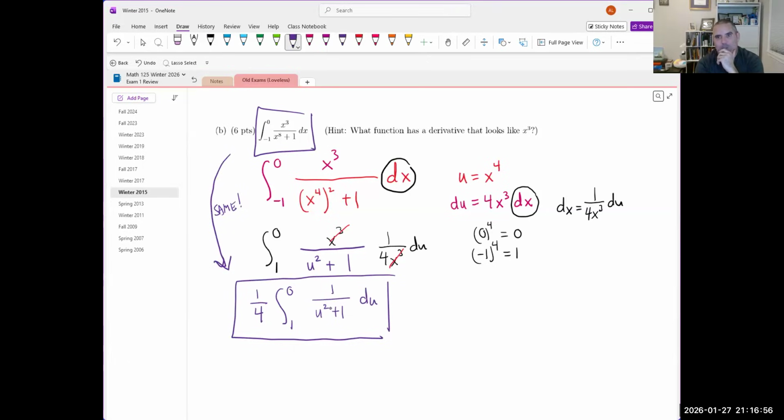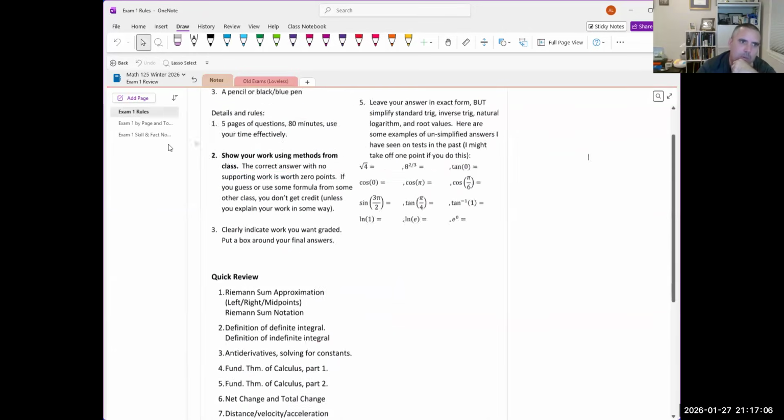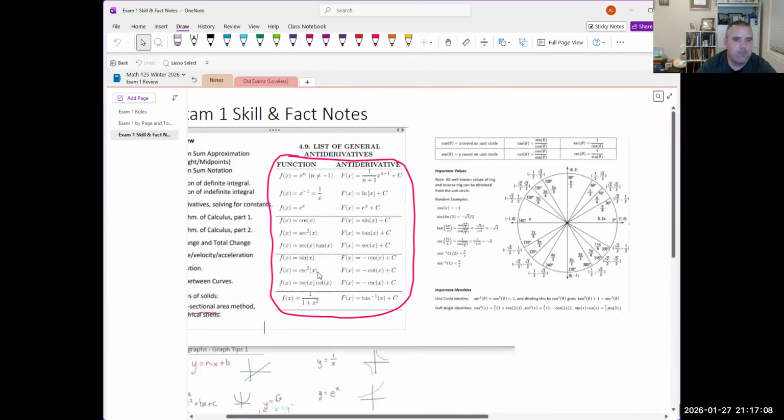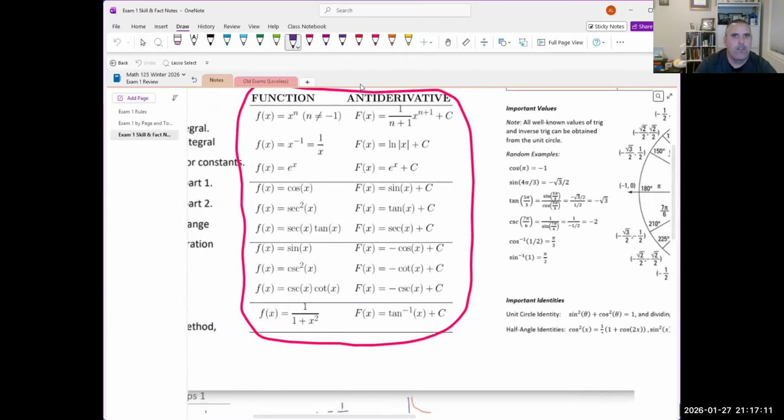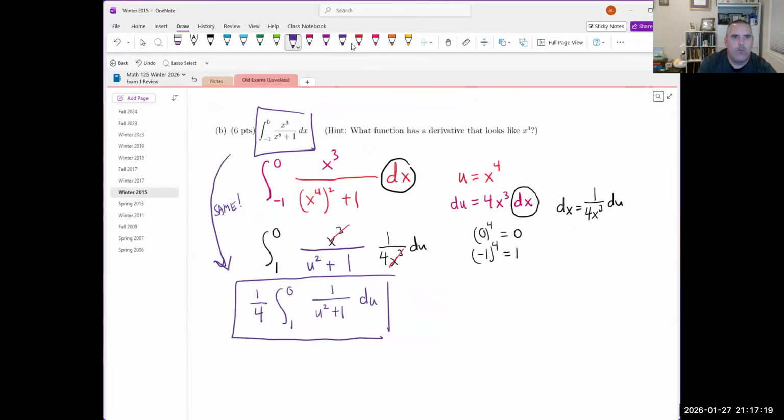Why is that better though? Does anybody know why we can do that one? That's the arctangent. Yeah. So this is the one we have to kind of remember, but it's this one. So we can flip the bounds or we can leave them. There's actually nothing that says we have to flip and make the top one bigger. So I'm going to write arctangent of u from 1 to 0.